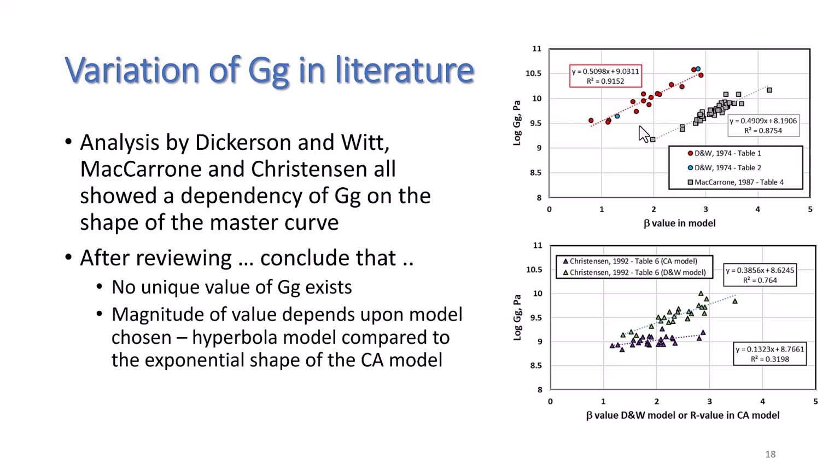So the question that we have is, why are we getting these trend lines? What do they mean? With Dickinson and Witt versus Christensen and Anderson, you get a bigger trend line than you get with the Christensen and Anderson model. So what I wanted to do was look at those two types of models and the hyperbola model shape you have with the Dickinson-Witt versus the exponential shape you have in the Christensen-Anderson model.